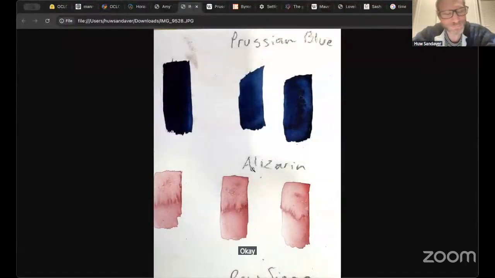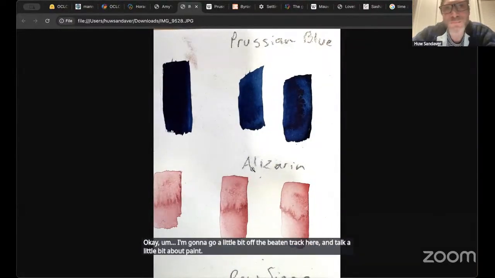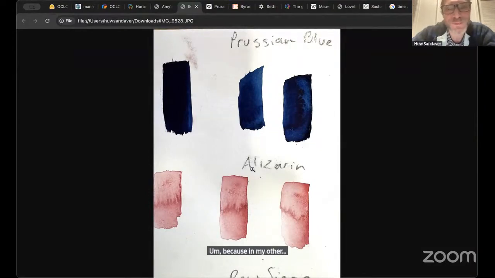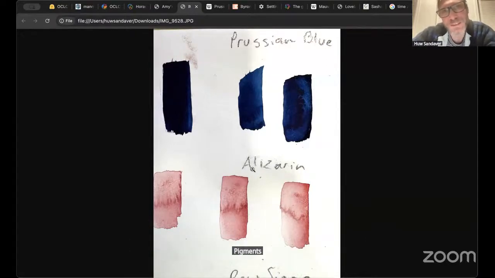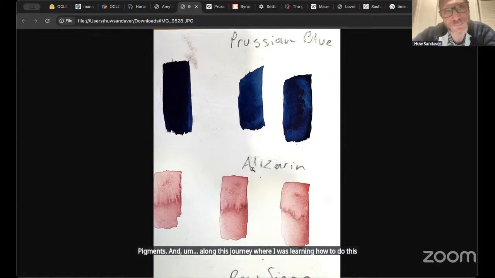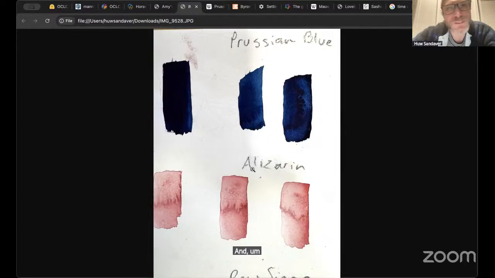Okay, I'm going to go a little bit off the beaten track here and talk a little bit about paint, because in my other career, I'm a conservator, and I've been doing a project that identifies pigments. And along this journey where I was learning how to do this, we really came across this story of the really early invention of the pigment Prussian blue. And this is a real Gothic story in itself.